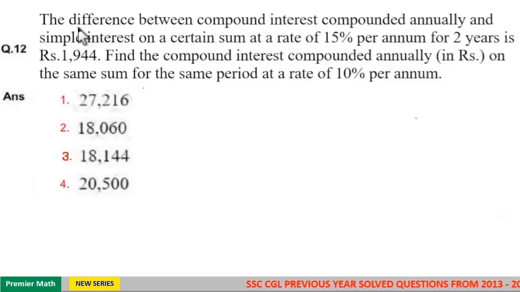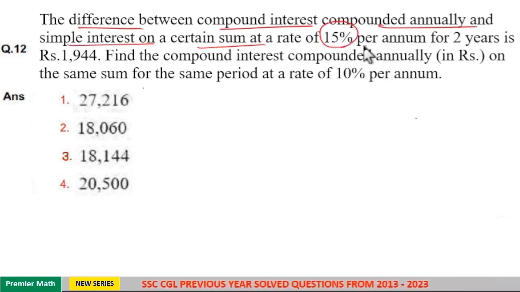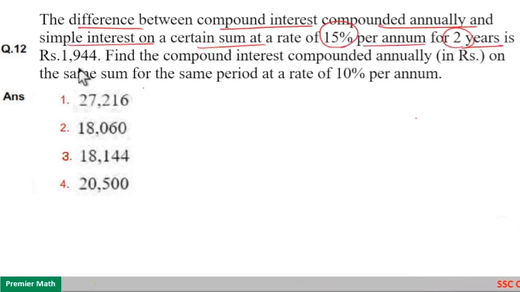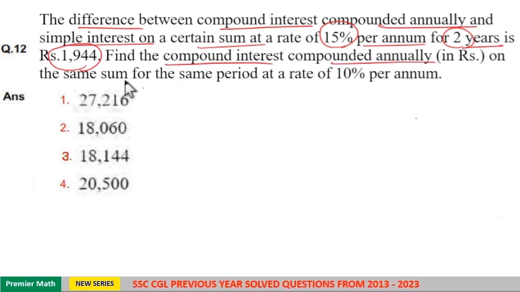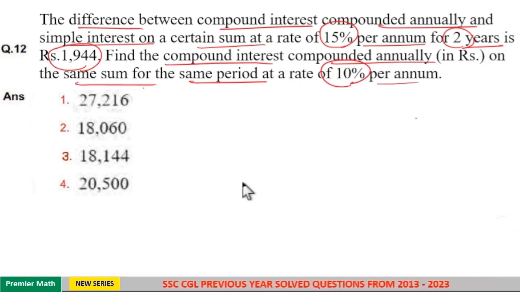Option 4 is: The difference between compound interest compounded annually and simple interest on a certain sum at a rate of 15% per annum for 2 years is rupees 1944. Find the compound interest compounded annually on the same sum for the same period at a rate of 10% per annum.